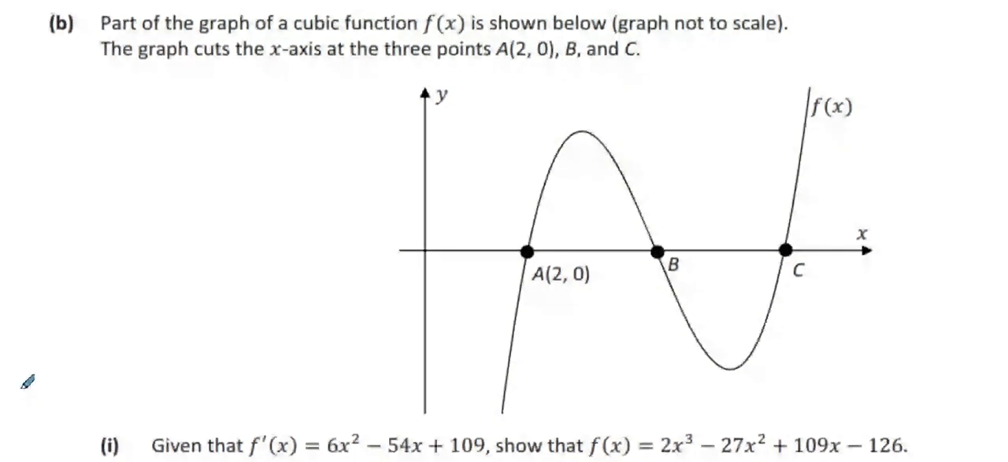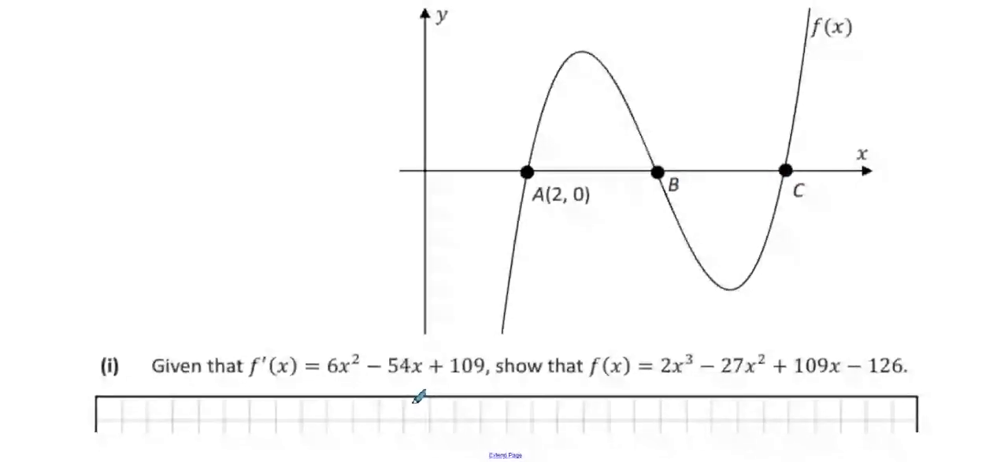Part of a cubic function is shown below, not drawn to scale. The curve cuts the x-axis at 3 points. A is equal to (2, 0). We don't know what B and C are. Given that the first derivative is 6x squared minus 54x plus 109, find f of x.